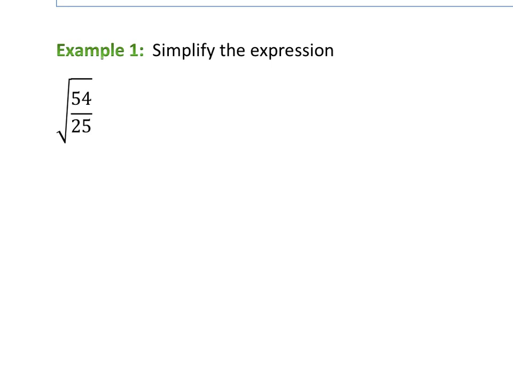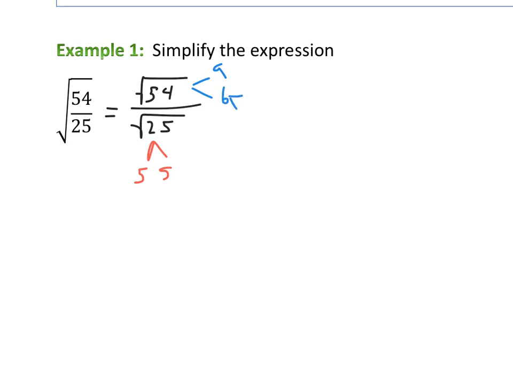When we have a radical over a whole fraction, it just means the square root of 54 over the square root of 25. And we're going to try to simplify each radical individually. So 25 factors into 5 and 5. And I'll also do my factor tree for the top right now. So I know it's 9 and 6 for 54. 2 and 3. 3 and 3.